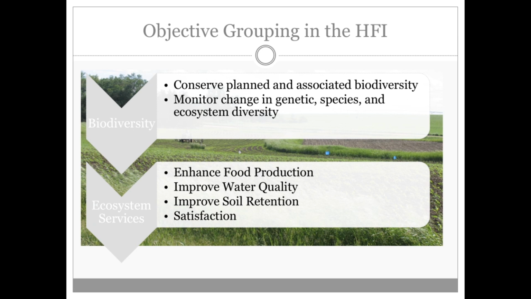We've chosen on the web version to focus these objectives into biodiversity and ecosystem services to align with some of the concepts we discussed earlier, where we want to conserve plant and associated biodiversity. So can we conserve crop diversity? Can we conserve bird diversity? And we want to monitor that change over time, and then ultimately want to enhance food production, maintain that essential economic component of the farm, improve soil and water quality, and ultimately improve satisfaction with the farm itself.